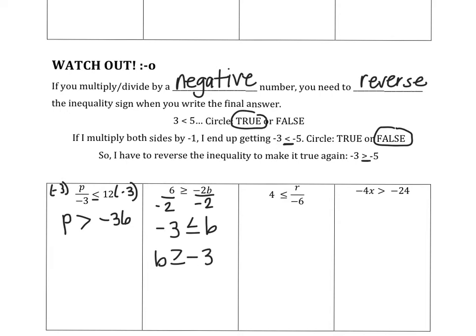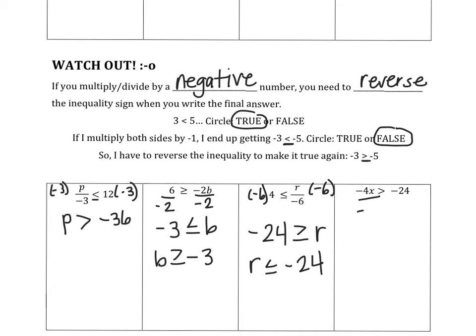On this one here, I'm going to multiply both sides by a negative 6. Because I'm multiplying by a negative number in an inequality, remember I have to change the direction of the sign. So that's going to be 24 is greater than or equal to r. Another way to write that is r is less than or equal to negative 24.